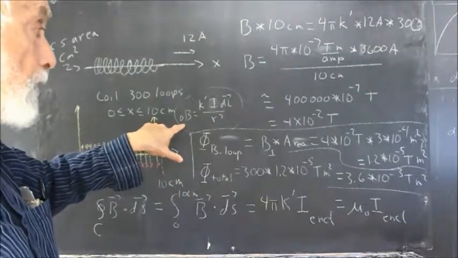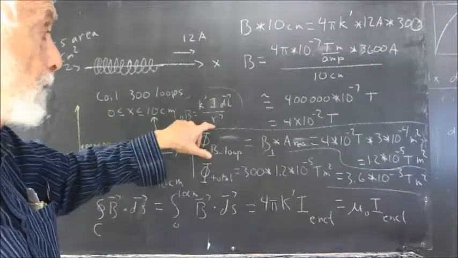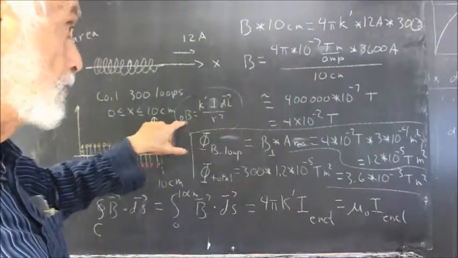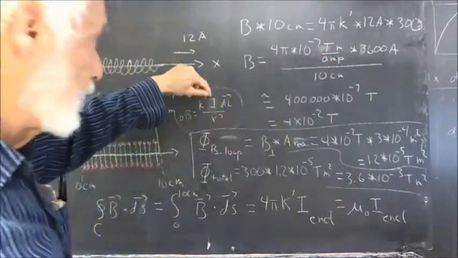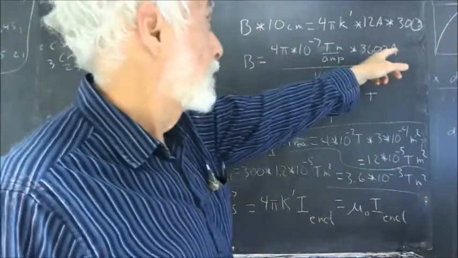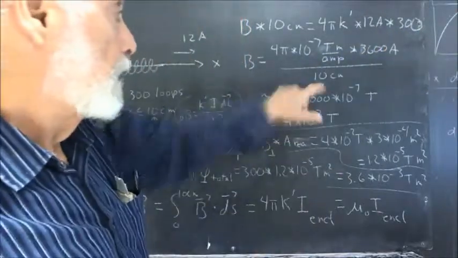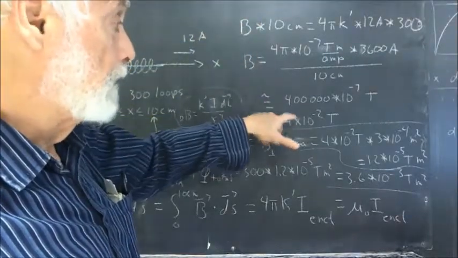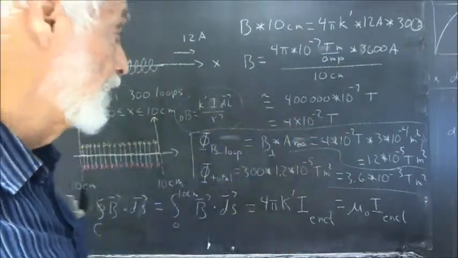The units have to come out Tesla, and units of I are amps, units of dl over R squared are reciprocal meters. It follows that the units of K prime have to be Tesla meters per amp, so that we cancel the reciprocal meters and the amp. So the magnetic field is this times the 3600 amps that we get when we multiply the 12 amp current by 300, divided by the 10 centimeters. When that calculation is done, I believe we get 400,000 times 10 to the negative 7th Tesla, 4 times 10 to the negative 2nd Tesla.